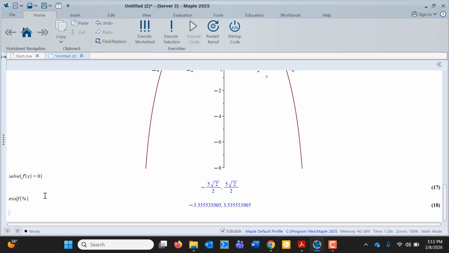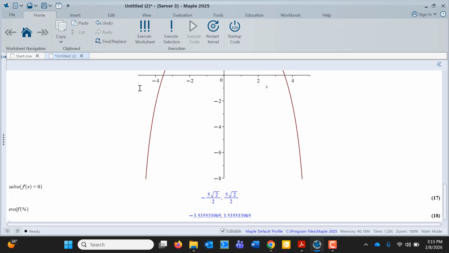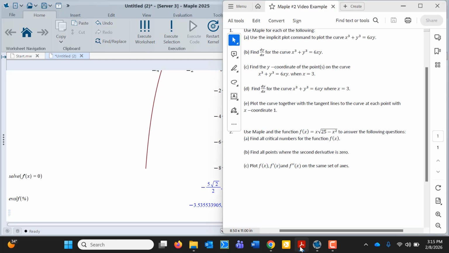There we go. So we see one of the critical numbers is over here at about negative 3.5, and the other one is at positive 3.5. All right. Okay. So look back here at our problems. We've found all the critical points for f of x. Let's find all the points where the second derivative is 0.